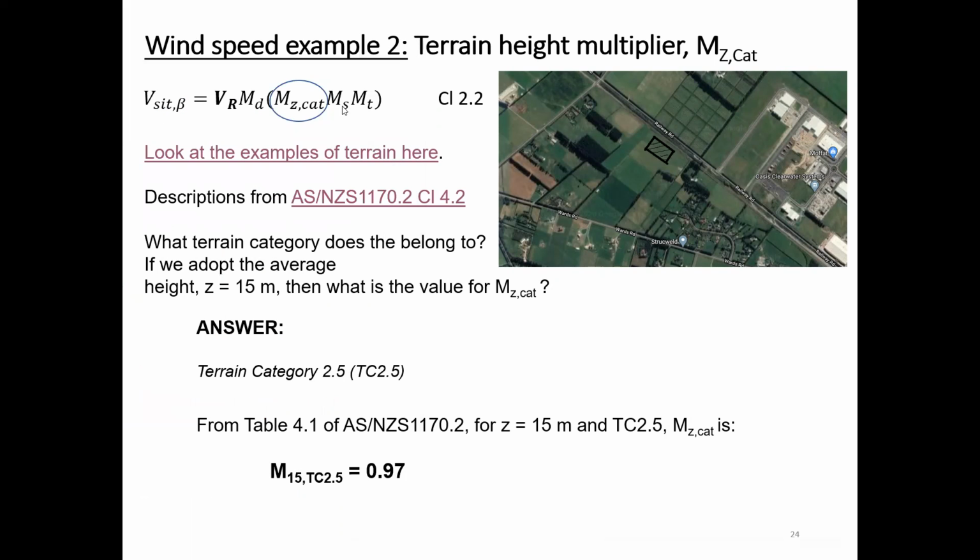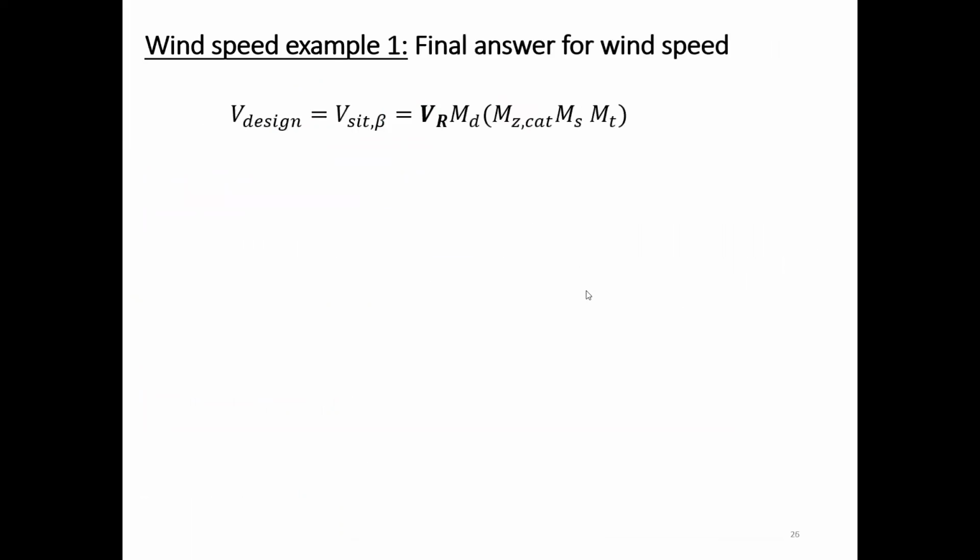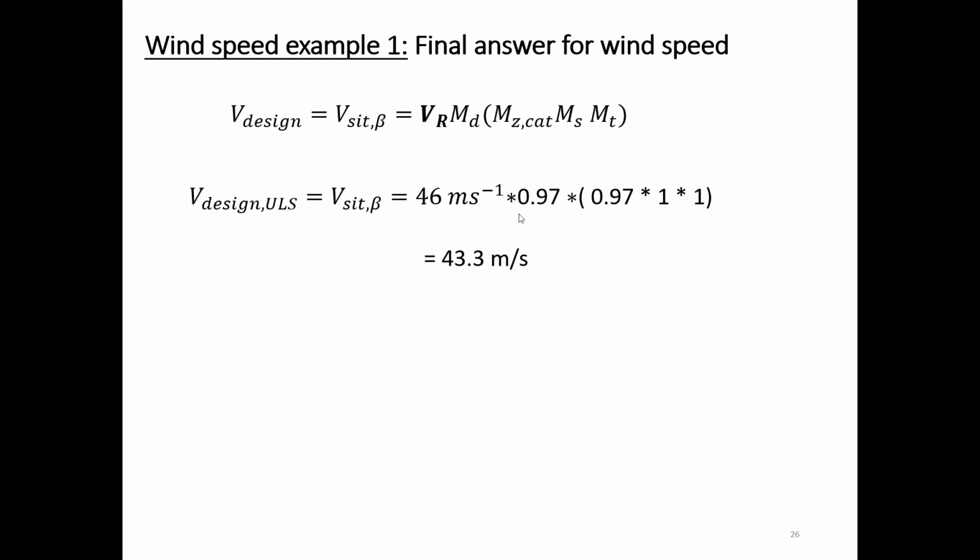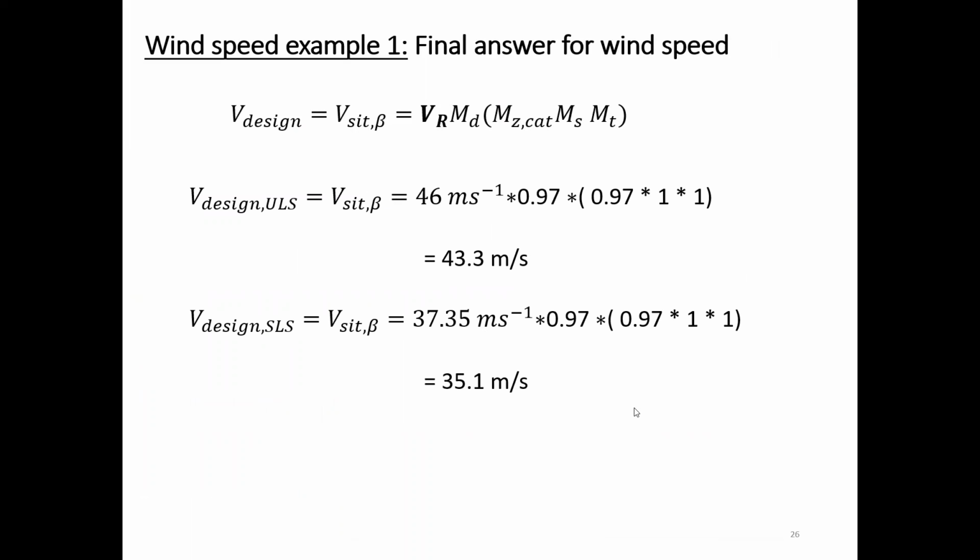We're going to use one for MS and one for MT. So we just put that all in there. For the ultimate limit state, we get 43.3 meters per second, and for the serviceability limit state, we get 35.1 meters per second. Are there any questions on this? These calculations are not difficult. Maybe go through this PowerPoint once again to get the hang of it, and you should be okay. This will probably come up in a test.